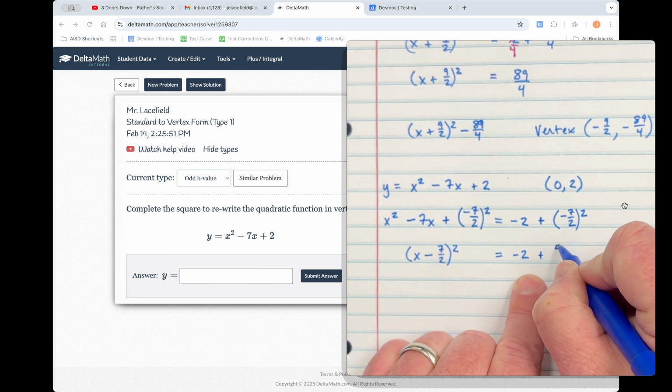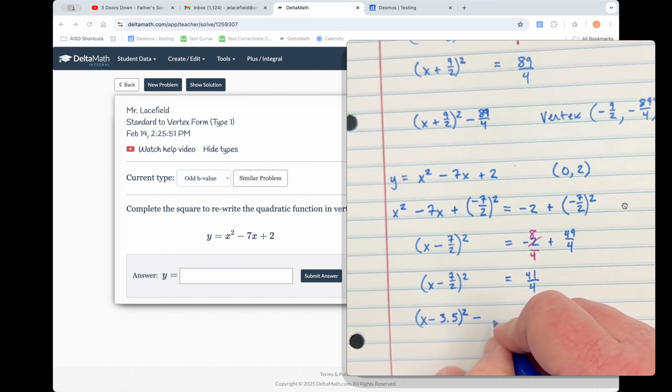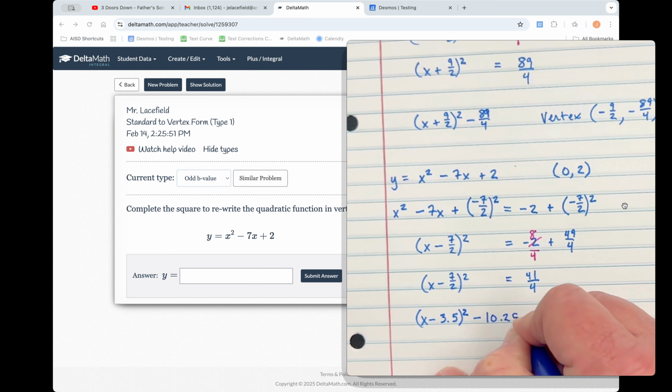And then when you subtract it, the final function is x minus, see, 7 halves is 3.5. So x minus 3.5 squared. And we're going to subtract 41 divided by 4. That's 10.25. And there you have it. So we'll have x minus 3.5, we'll square it. Then minus 10.25.